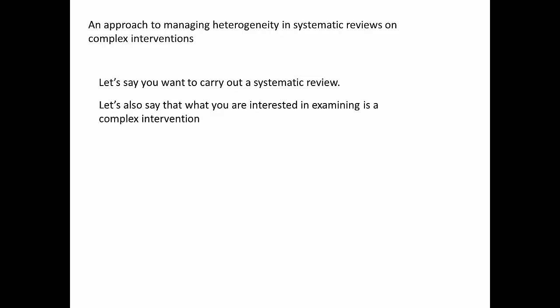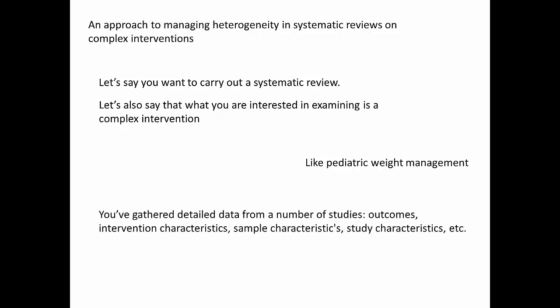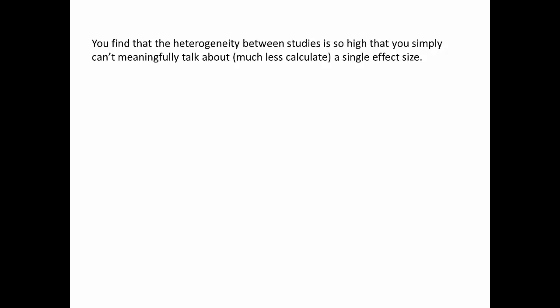You've got a problem. Let's say that you want to carry out a systematic review, and let's also say that you're interested in doing that on a complex intervention like pediatric weight management. Well, let's say you've gathered all the detail on the outcomes, intervention, samples, study characteristics, etc., but you find that the heterogeneity between the studies is so high that you simply can't meaningfully talk about, much less calculate, a single effect size. What do you do?